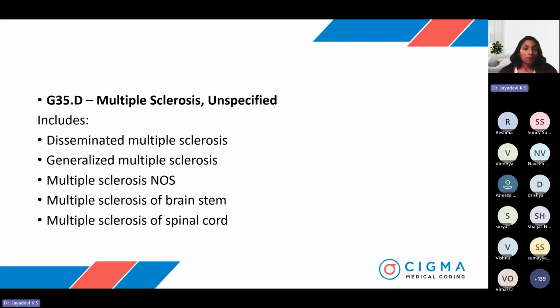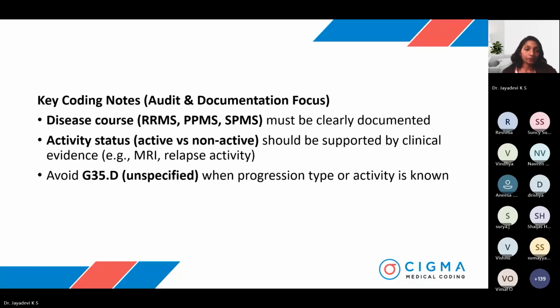Now, this is the unspecified code. Multiple sclerosis, unspecified, disseminated multiple sclerosis, generalized multiple sclerosis. If any such condition is mentioned, you can use this multiple sclerosis unspecified code, because there is no particularity or specificity regarding any of the types given here.